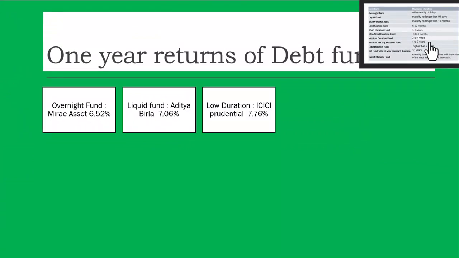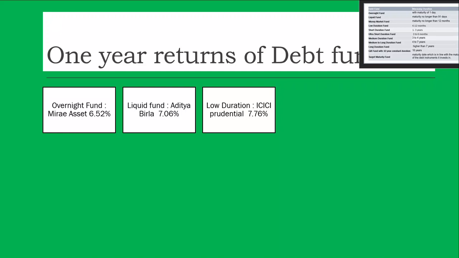Okay. Then low duration fund. The top performing low duration fund is giving 7.76%. Now, how much is the fixed deposit giving you today? 7.25 or something. So suppose it is giving around 7.25. Will you put your money in a fixed deposit or ICICI Prudential low duration fund? Low duration is giving higher. Suppose the FD is lower. Then the choice becomes simple.